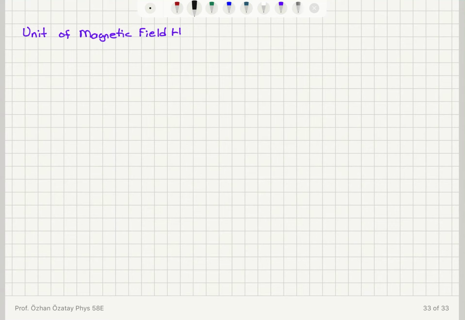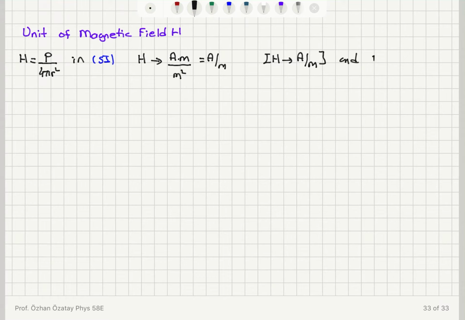Let's start with the SI picture again. The magnetic field is defined as pole strength P divided by 4 pi r squared. This is in SI units. Now that means the unit of the magnetic field should be, because the unit of pole strength is ampere meter and we have r squared there, which is in meter squared, so that should be ampere per meter. So the unit of magnetic field in SI, H, is ampere per meter.